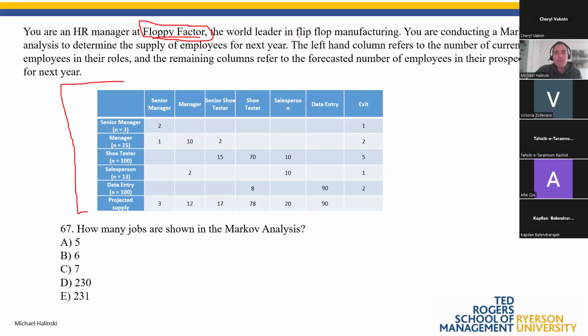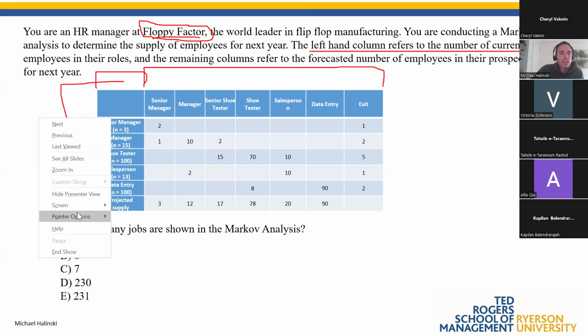The world leader in flip-flop manufacturing. You are conducting a Markov analysis to determine the supply of employees for next year. Again, quick reminder: number of employees this year, and this is the number of employees next year. The left-hand column refers to the current employees. The remaining columns refer to the forecast number of employees in their prospective roles next year. Good.